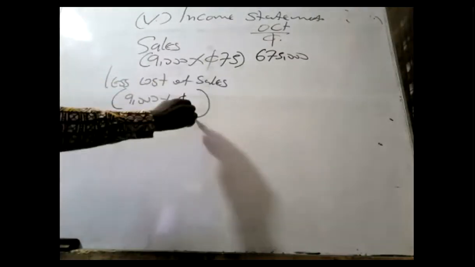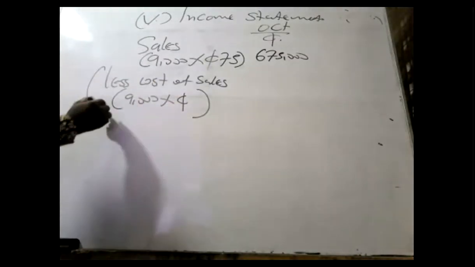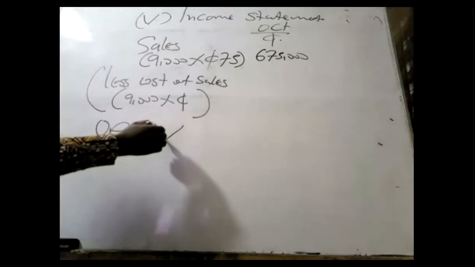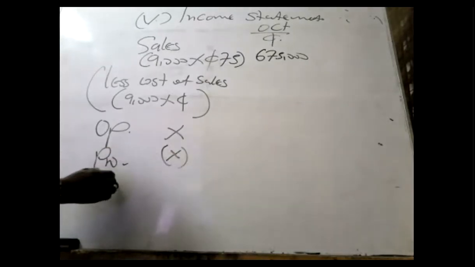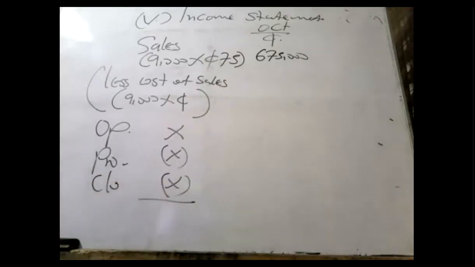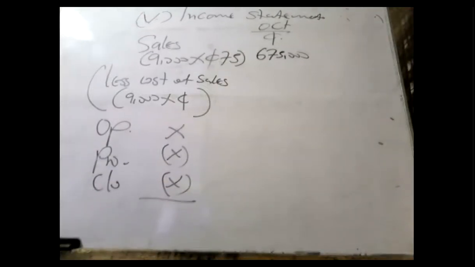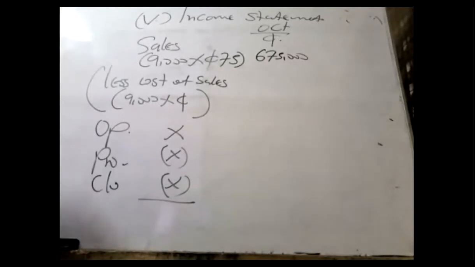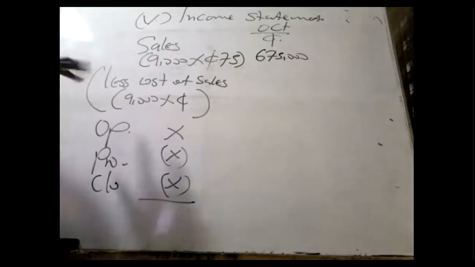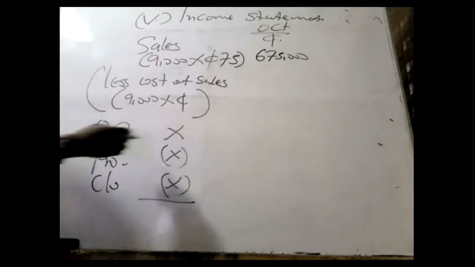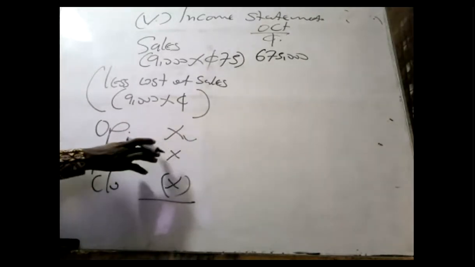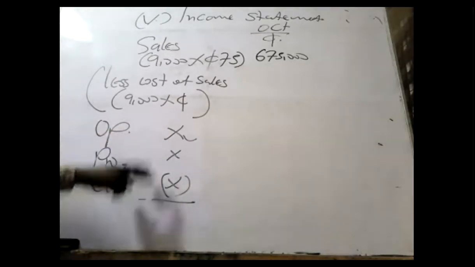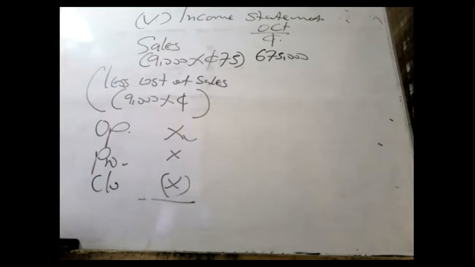Pick the 9,000 times the cost. That is all. Alternatively, if you don't like this approach, start with opening inventory. So much. Come to production. So much. Come to closing inventory. So much. Before you now get the answer. So any of these two is okay. But the simplest one is the first one, where you pick only the sales units. Because opening inventory plus production gives you what is available. So take note of that.